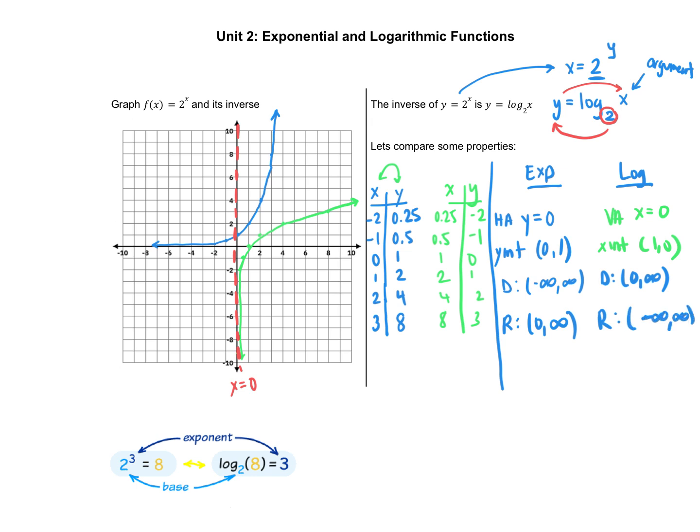Now, this idea that the domain is 0 to infinity is very important. We cannot take the log of a negative number, and that can be seen from this visual. When I took the inverse of the exponential, it forced all of my x's to the right of that y-axis. So the x in the argument always has to be positive. That's going to be very important later on when we do solving, simplifying, and restrictions.